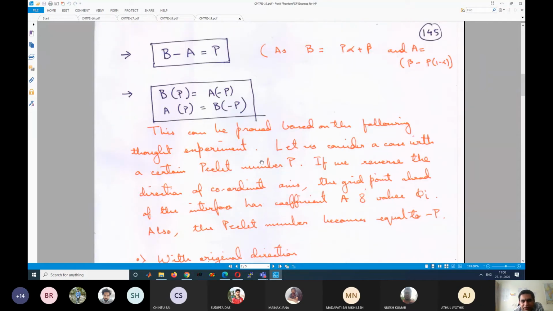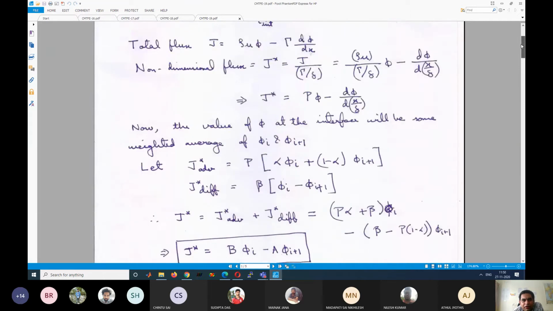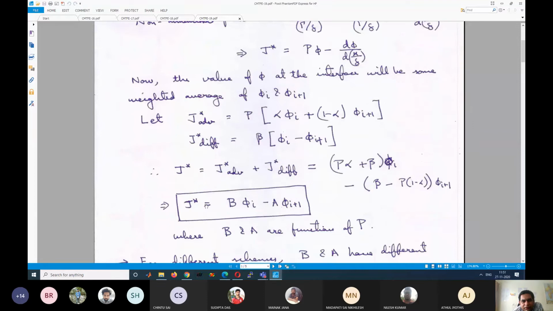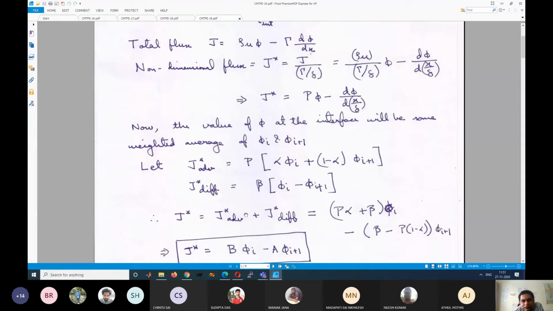Some value of Peclet number. It can be negative, but say it is positive. If we reverse the direction of the coordinate axis, keeping everything else the same, so if there is some flow with Peclet number P, before reversing the direction, how can I write J star?